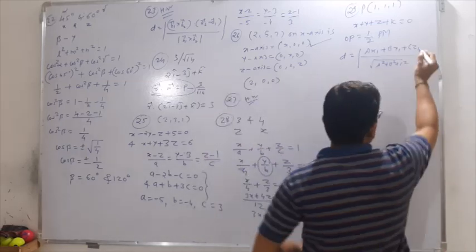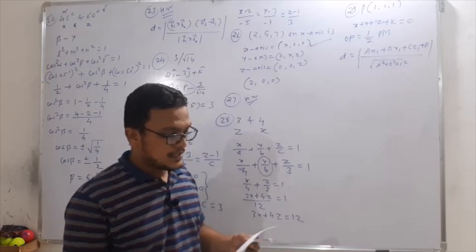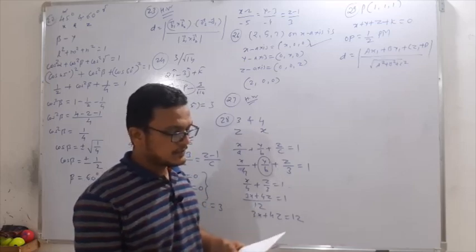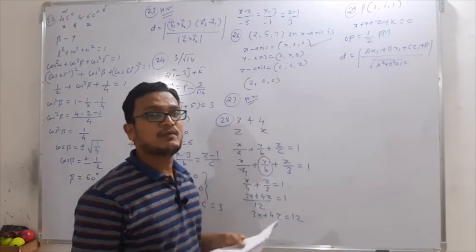So what is one mistake I have done here? I have to take plus d. So this formula we have to use: ax1 plus by1 plus cz1 plus d divided by root of a square plus b square plus c square. Now in this you have to substitute the values.